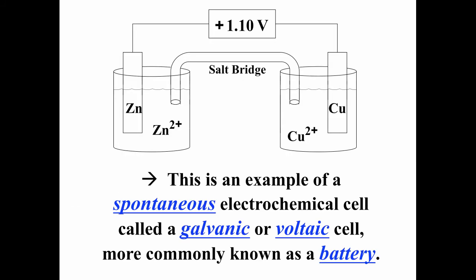Now, one other thing to note, this is an example, as mentioned before, of a spontaneous electrochemical cell. Spontaneous electrochemical cells are also called galvanic cells or voltaic cells. And if we have several of them put together, or even just one, then we have what's known as a battery.